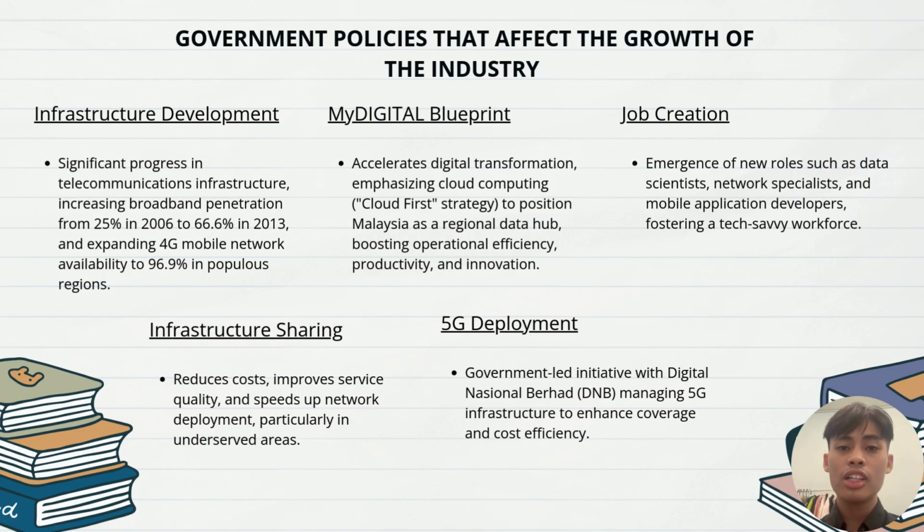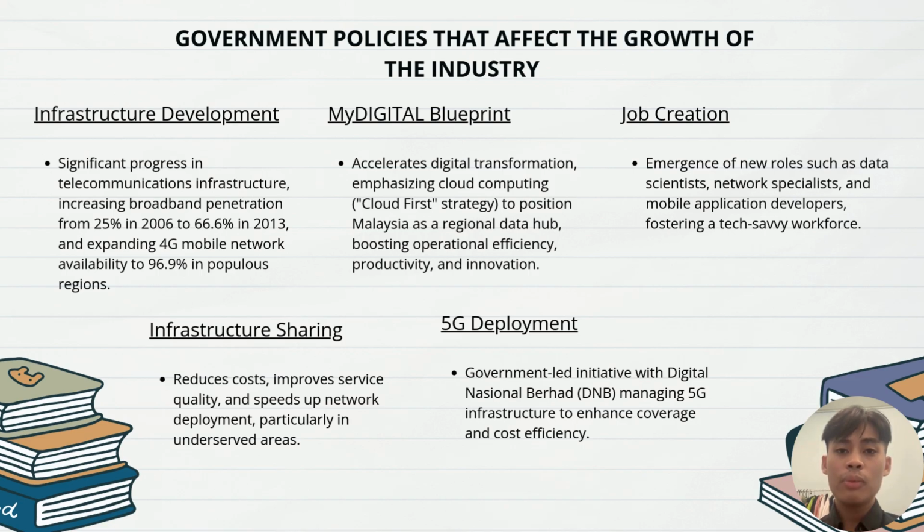Now, I would like to highlight the significant impact of government policy on the growth of the Malaysian telecommunication industry. The first point is infrastructure development. Over the years, Malaysia has made remarkable progress in developing its telecommunication infrastructure. This is evidenced by the substantial increase in broadband penetration, which rose from 25% in 2006 to 66.6% in 2013. Additionally, the expansion of the 4G mobile network has reached 96.9% availability in populous regions. These advancements have greatly enhanced connectivity and accessibility for Malaysian citizens.